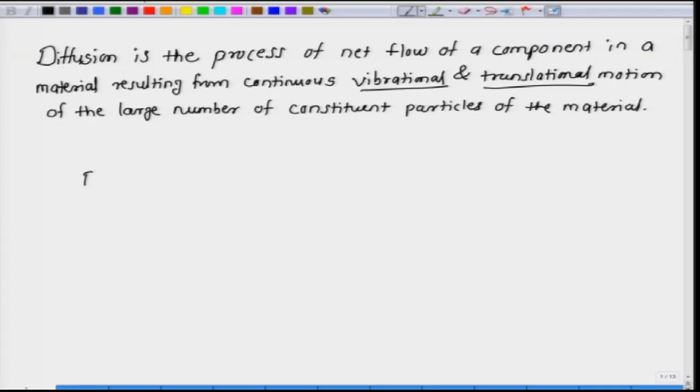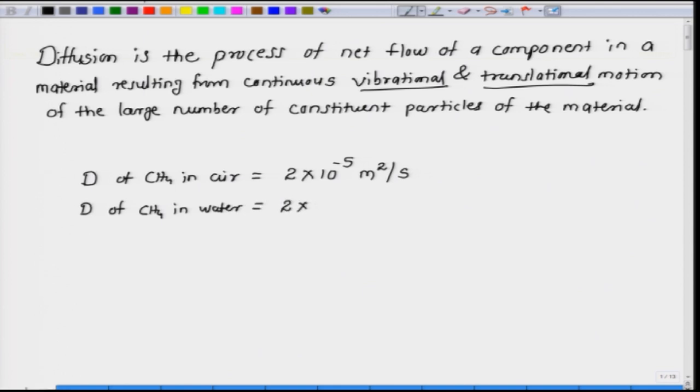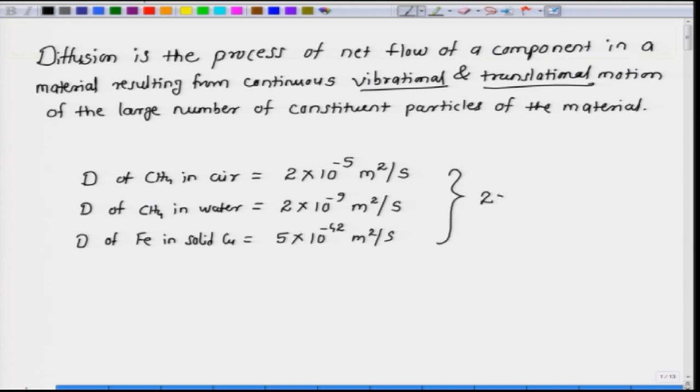As an example, if we want to compare the various diffusivities in different materials, different media. So, for example, the diffusivity of methane in air is around 2 times 10 to the power minus 5 meter square per second. The diffusivity of methane in water is around 10 to the power minus 9 meter square per second. And if you look at the diffusivity, let us say, of iron in solid copper, you will find it is around 10 to the power minus 42 meter square per second, right. All these values are at 298 Kelvin.